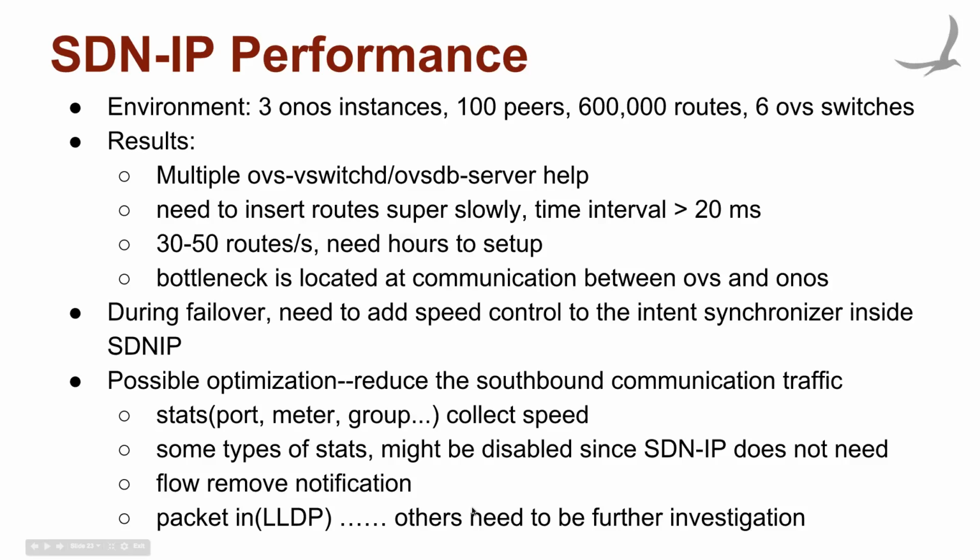So what is the connection between OVS and ONOS? The physical connection or the VM to VM connection? What type of connection do you have? 1 gig or 10 gig physical? 1 gig, physical. Is that enough for 600 routes? That's not a big problem, because I inserted speed control. Okay. Clearly, there's more work to be done here.